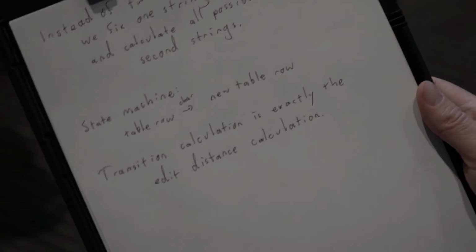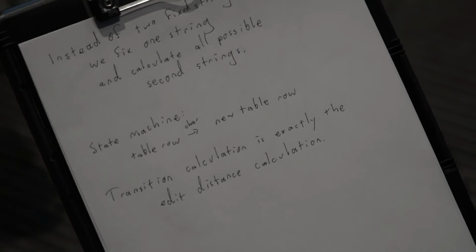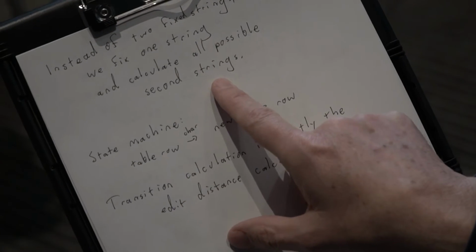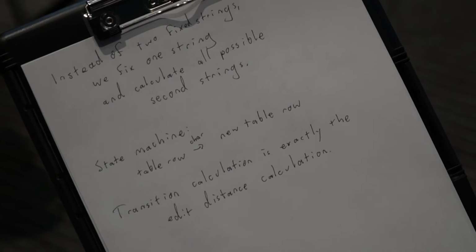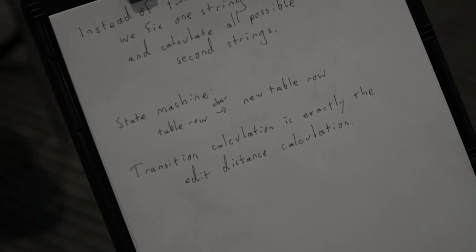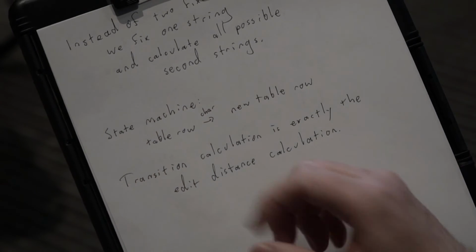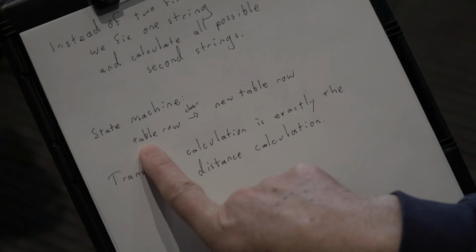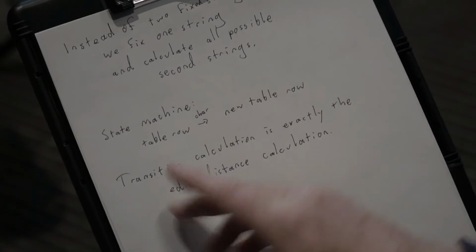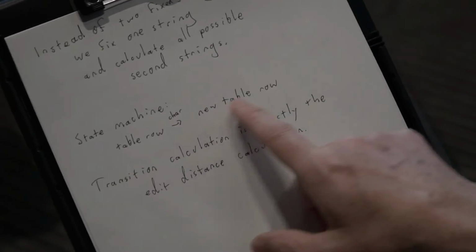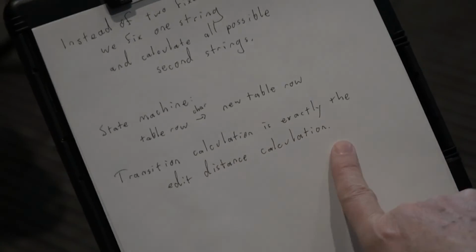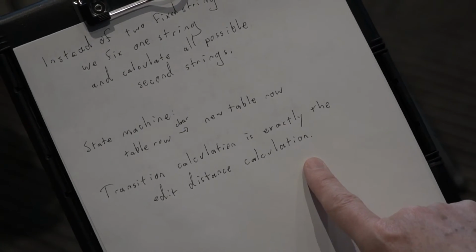But for this problem, we don't have two fixed strings. We have only one string, and we're trying to calculate all possible second strings and enumerate the ones that have a particular edit distance. You notice how we did it row by row. This means that given a particular character and the previous row, we can calculate the new table row, okay? So we have a state machine that transitions from table row to table row based on character. That's exactly the same as your elementary edit distance calculation.